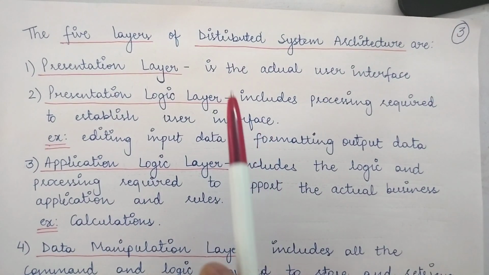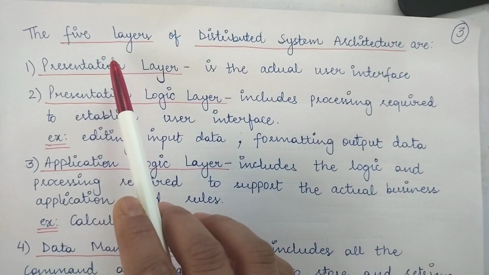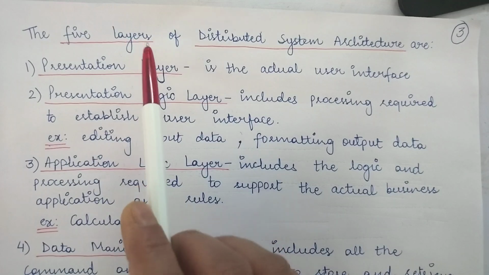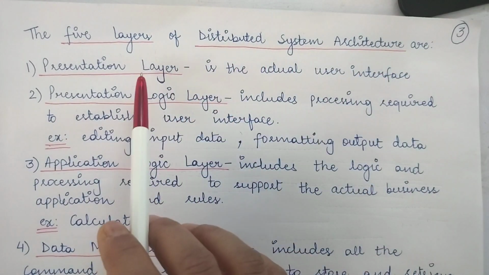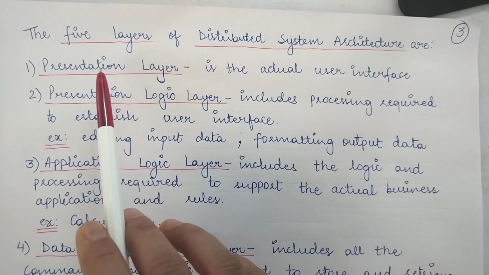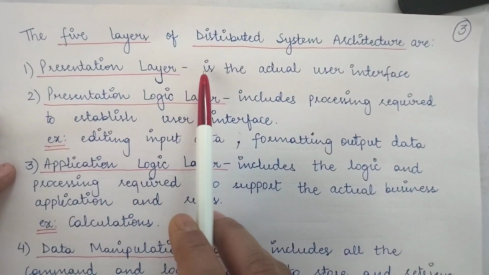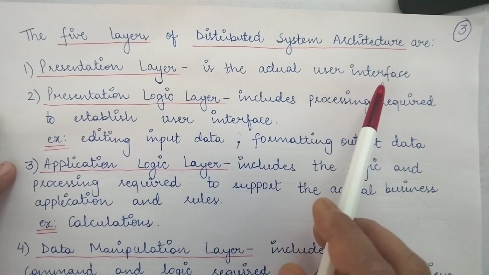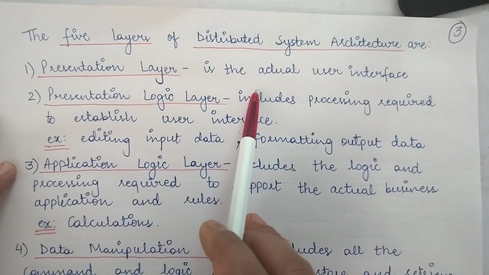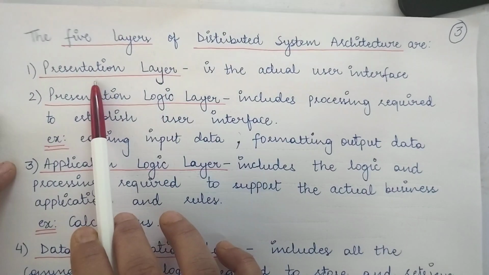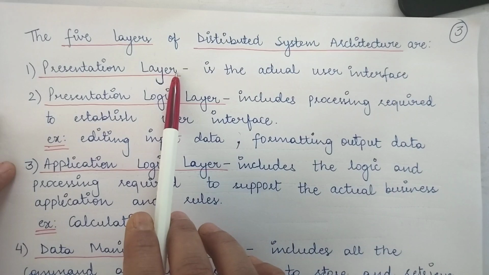Now let's look at the architecture of a distributed system. Basically, the architecture of a distributed system consists of 5 layers. So what are the 5 layers? The first layer of the distributed system architecture is the presentation layer. The presentation layer is the actual user interface. This is the layer which provides the interface or communication between the end user and the system. It is actually presenting the information to the end users.